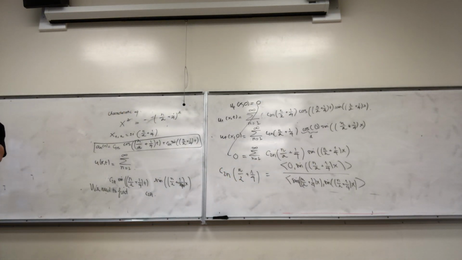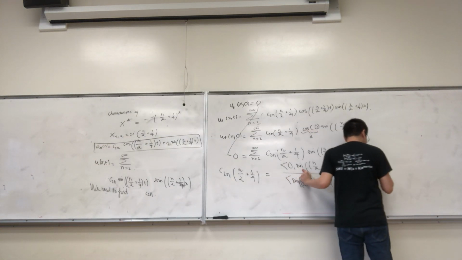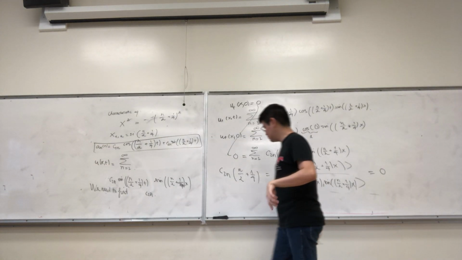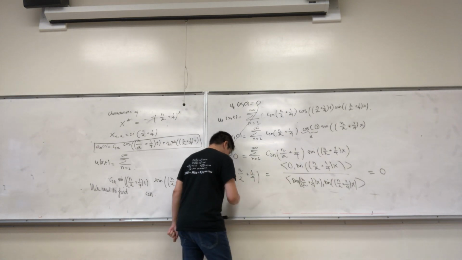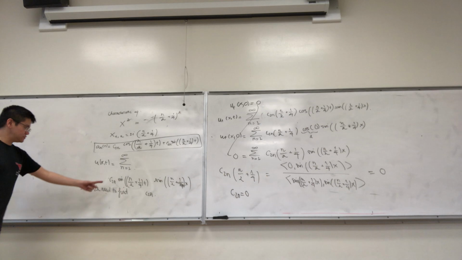Wouldn't it also be 0? Yes. Because this is nothing but an integral of 0, it is also 0, which means that c2n is also 0. So c2n is 0.